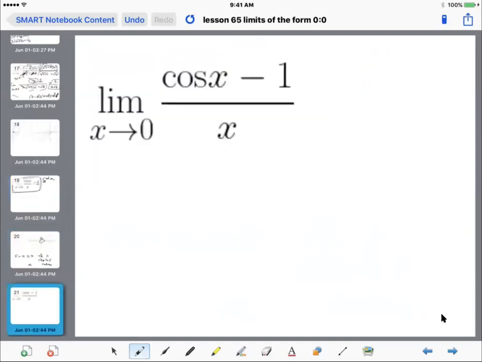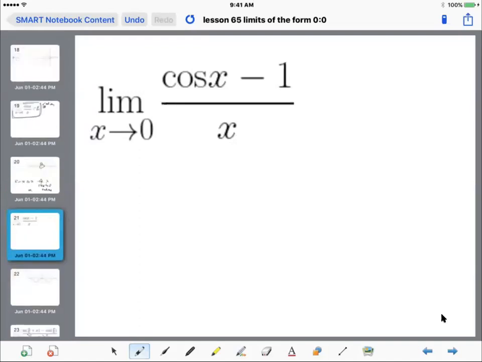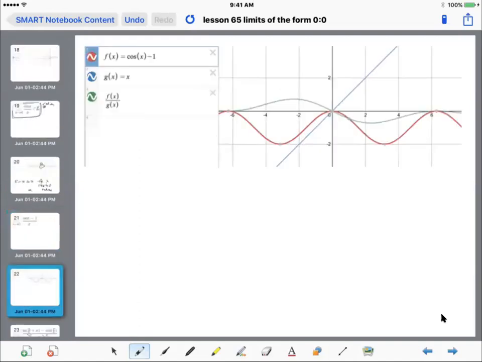Okay, here's a second fact. Cosine x minus 1, well, cosine of 0 equals 1. So this is another situation where it's 0 over 0. And you might suspect that the answer is also a 1. But it isn't. And I'm going to give an informal graph.